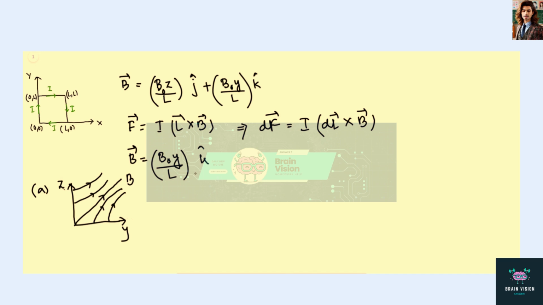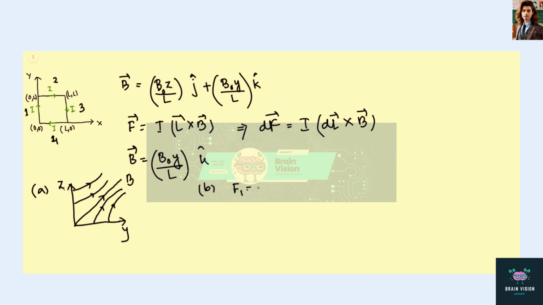Now for part B, we have to find the force. So let's find it for side 1. Let's mark the sides first. So this is side 1, this is side 2, this is side 3, and this is side 4. And for side 1, let's call the force F1.